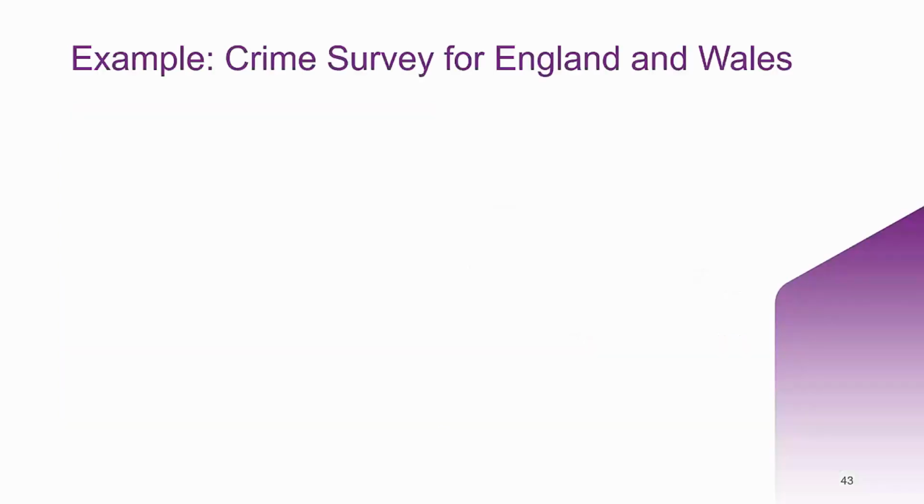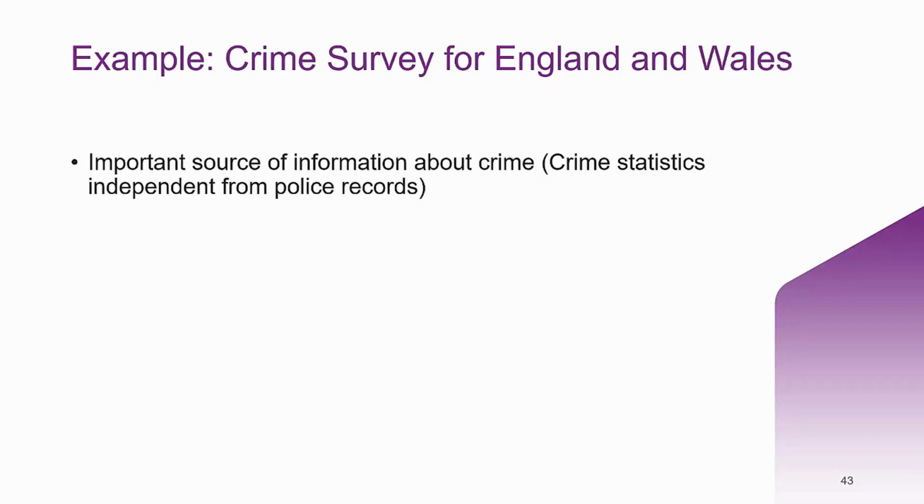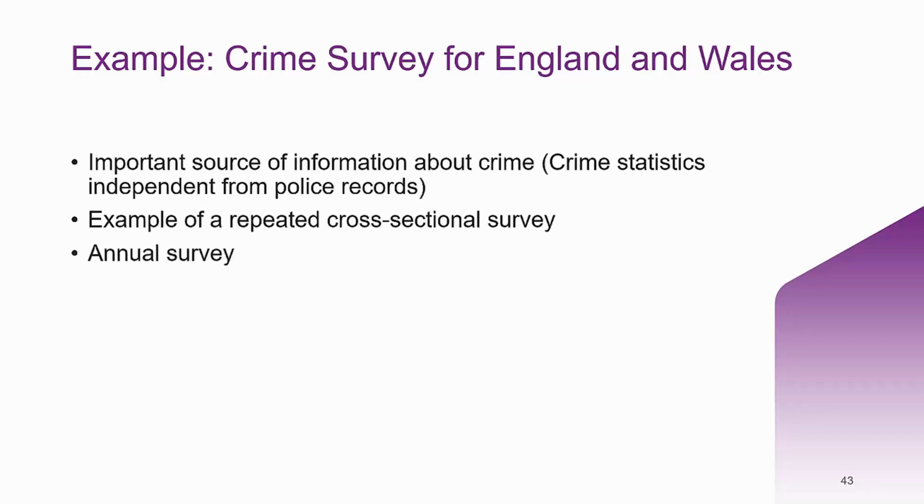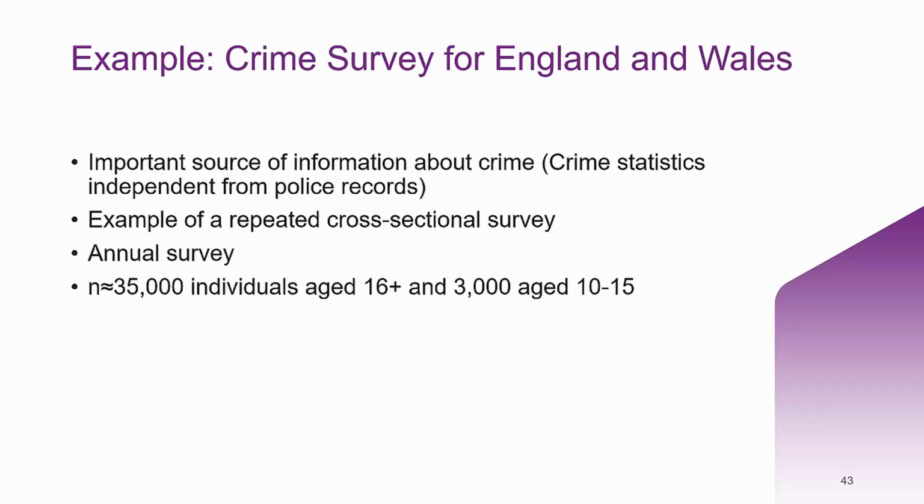So back to our example, we might choose to look at the Crime Survey for England and Wales. It's a large, important crime survey, and it's a source of information about crime that is independent from police records. It is an example of a repeated cross-sectional survey. Don't worry if you don't recognise all these terms, we'll go into them a bit more later. It's a survey that's conducted every year, and it has a large sample size of 35,000 individuals aged 16 plus and 3,000 aged 10 to 15.